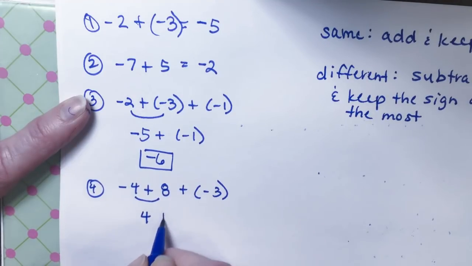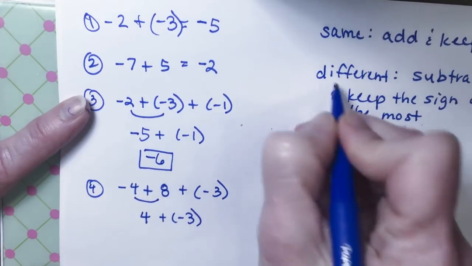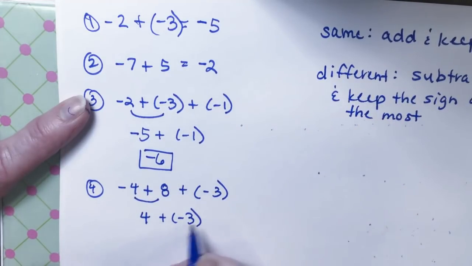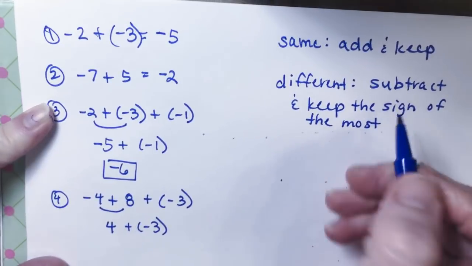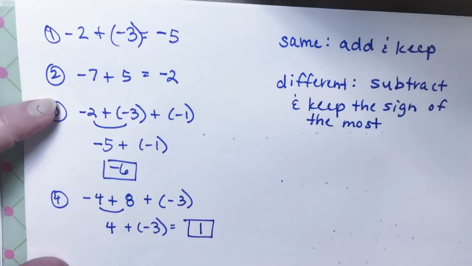But then I still need to do the plus and -3. So now they still have different signs. One's positive and one's negative. So remember, I'm going to subtract these. So 4 minus 3 is 1. And this time I have more positives than negatives because 4 is bigger than 3. So my answer is a +1.